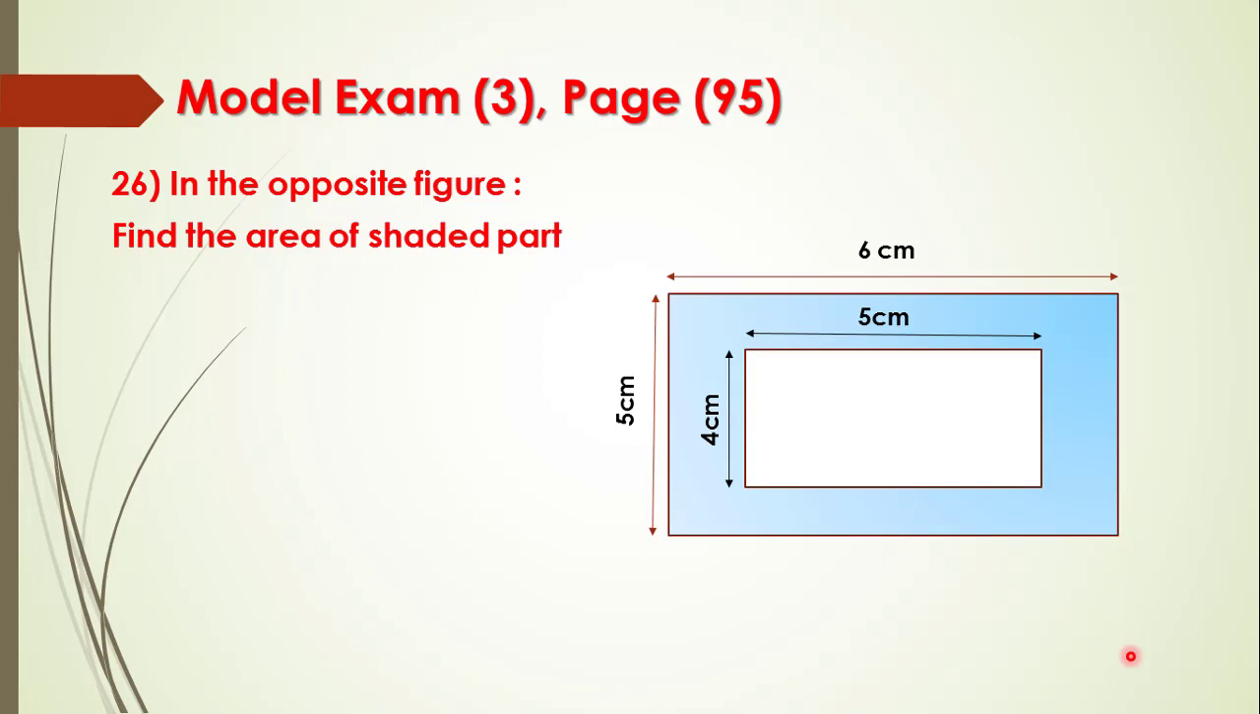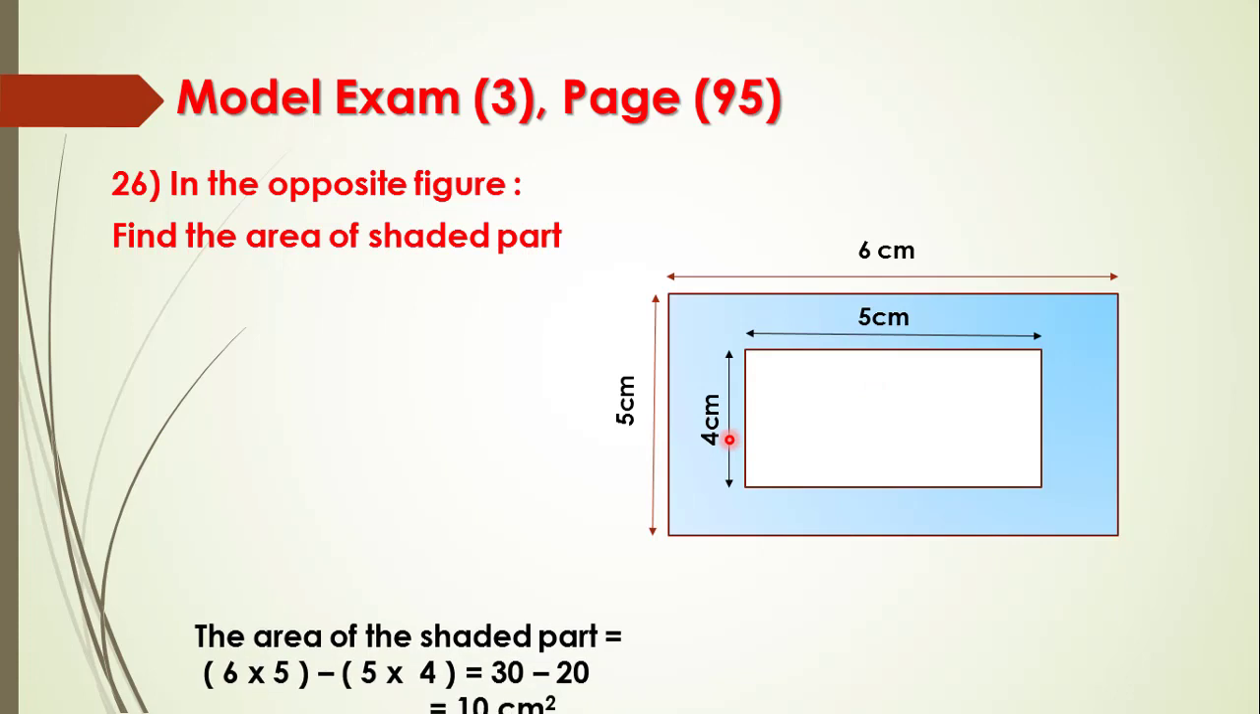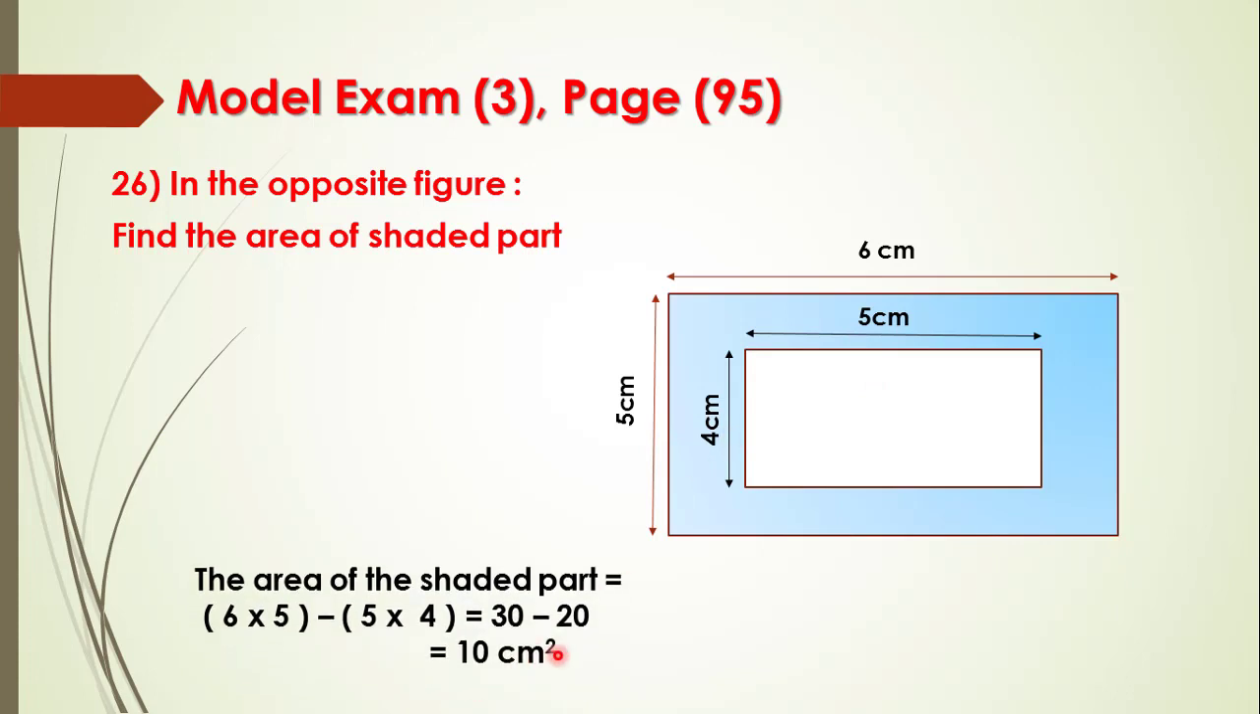The last question, number 26, the opposite figure. We want to find the area of the shaded part, the blue part here. The area of this part means the area of the outer rectangle minus the area of the inner rectangle. The area of a rectangle is length times width. 6 times 5 equals 30, minus 5 times 4 equals 20. So the result is 10 centimeters square.